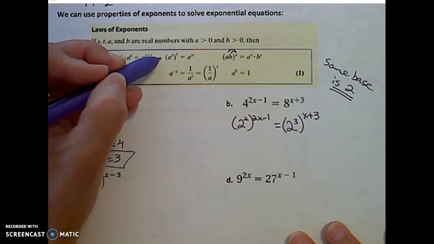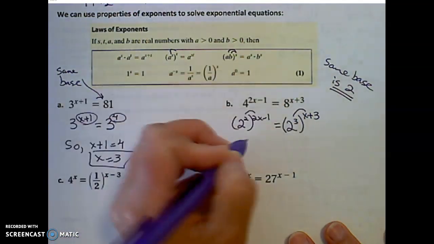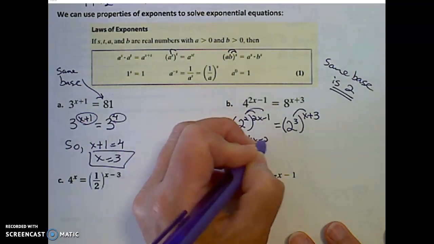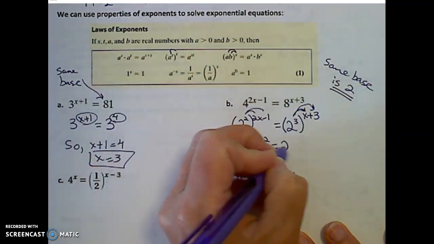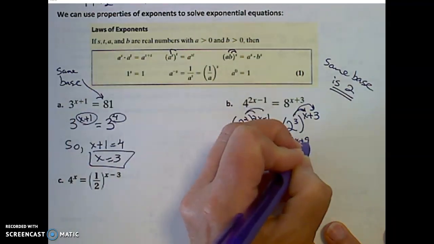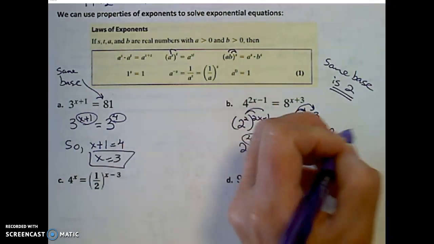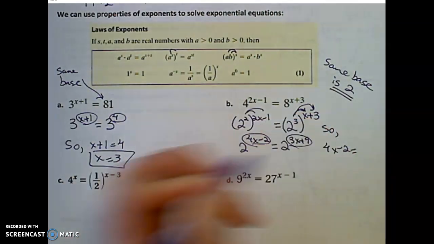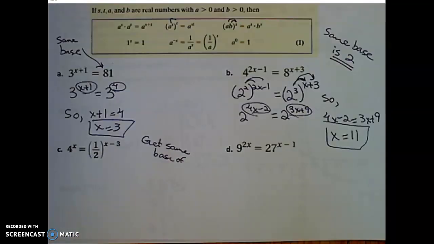Go back to my properties up here. When I raise a power to a power, I multiply, so I'm going to multiply these. That's 2 to the, distribute, 4x minus 2 is equal to, distribute over here when I multiply, 2 to the 3x plus 9. So that means that once the bases are the same, the exponents have to be equal: 4x minus 2 has to equal 3x plus 9. And solve that equation for x. And we get x is equal to 11.